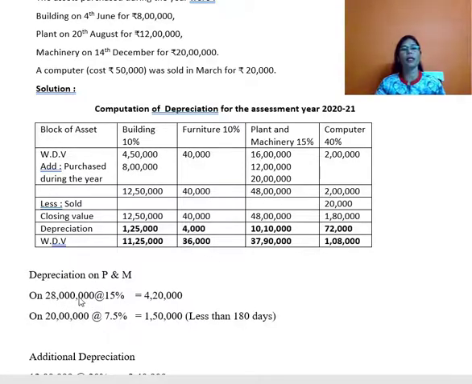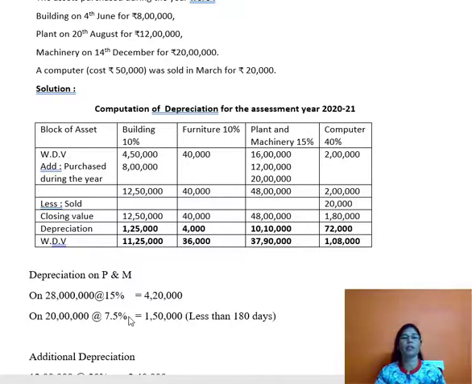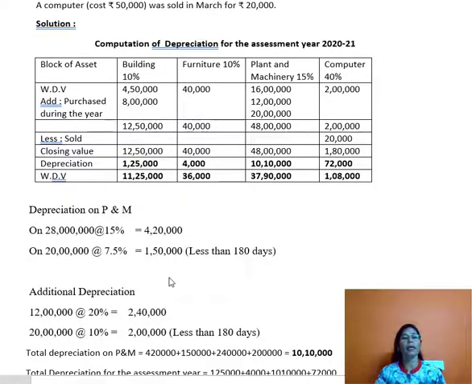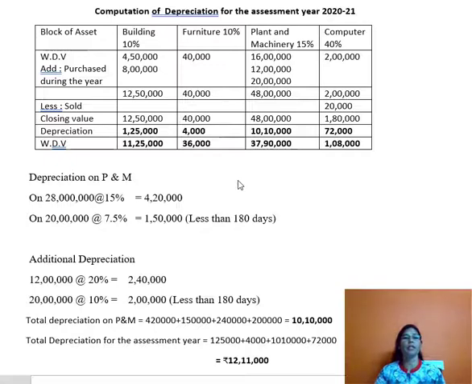So on 28 lakh, we are charging at the rate of 15%, it comes to 4,20,000, and on 20 lakh which is used for less than 180 days, we are charging at half the rate, that is 7.5%, which comes to 1,50,000. So this is depreciation on plant and machinery, and only in case of plant and machinery we have to charge additional depreciation for the purchases during the year.